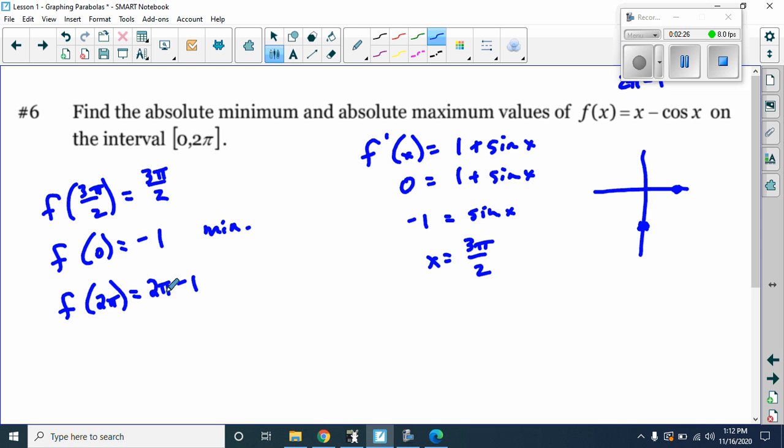So pi is kind of close to 3, a little bit more than 3. So I have 2 times 3 is 6 minus 1. So this one's a little bit more than 5. This one I've got 3 times 3, which is 9 divided by 2. So this one's around 4.5, a little more than 4.5. So this one's our absolute maximum.